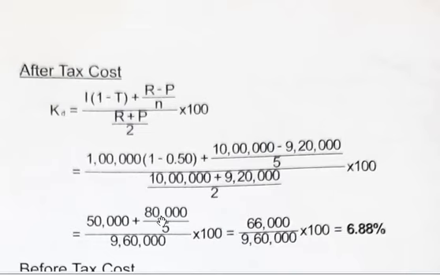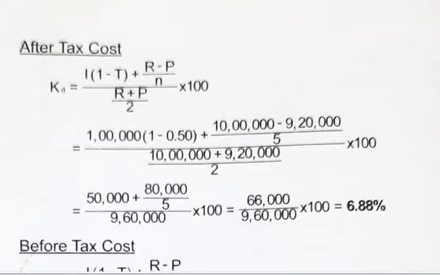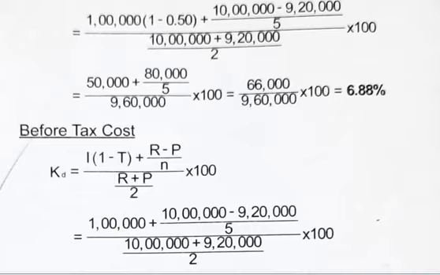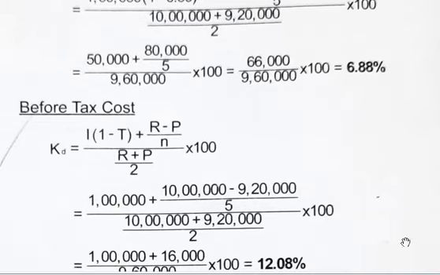Now 80,000 divided by 5, you will get 16,000. So 50,000 plus 16,000, it is 66,000, divided by 9 lakh 60,000 into 100, it is 6.88%. Now it is before tax.